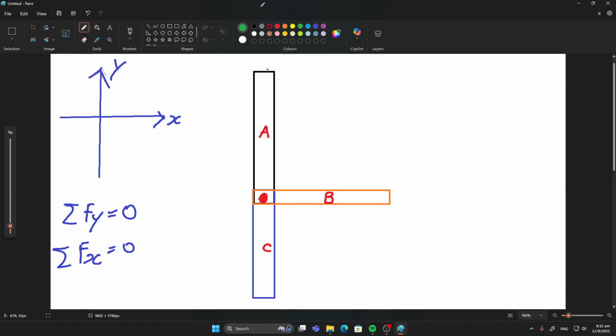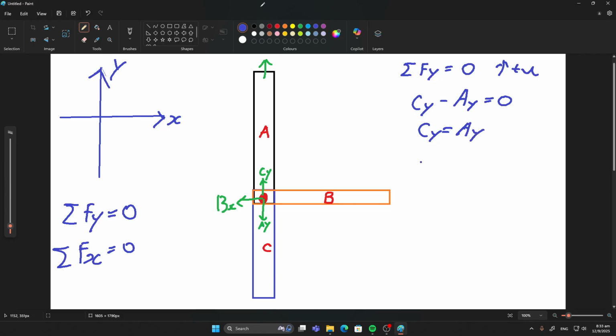Alright, let's assume the forces. A pulling up. So this will be my Ay. In this case, common sense says that in order for it to be in equilibrium, my C has to be pulling up as well. Cy. And then B, doesn't matter, I'm just going to do Bx here. So let's solve. Summation of y equals 0. So we have Cy minus Ay equals 0. So Cy equals Ay.